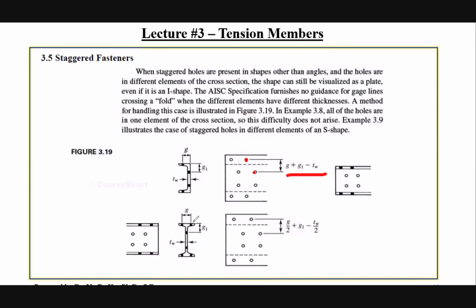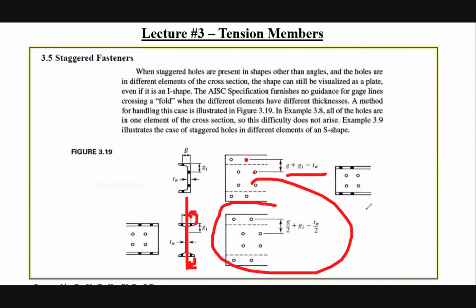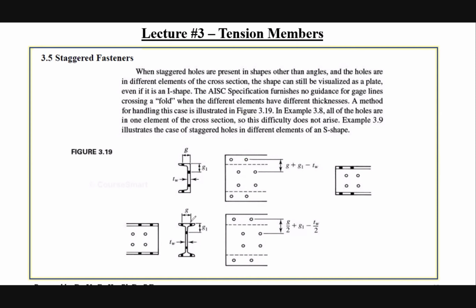As for the W shape, same thing, but this is a little bit tricky here. What you have to do is you unfold with respect to the center line, and make it like a plate to the right hand side like this. So the gauge distance between this bolt and this bolt will equal half g plus g1 minus tw, divided by 2. Please remember these skills.